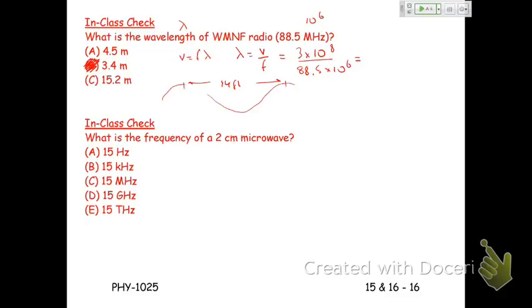And then what is the frequency of a 2 centimeter microwave? So V equals F lambda. So what's the frequency? F is equal to V over lambda. So this is 3 times 10 to the 8 over the microwave wavelength. Here's a trick if you want.